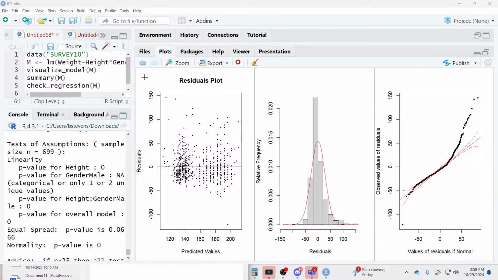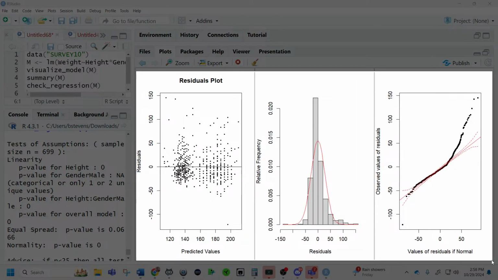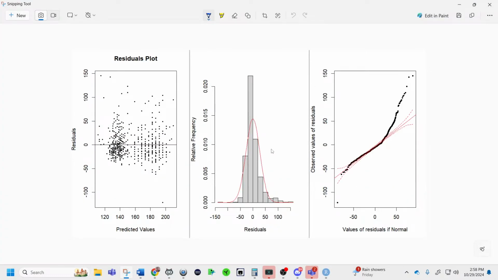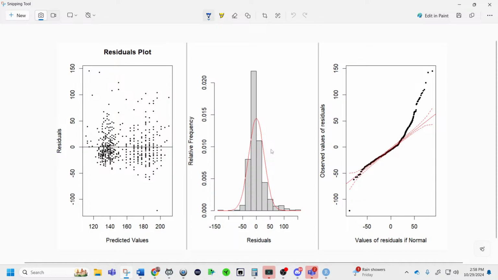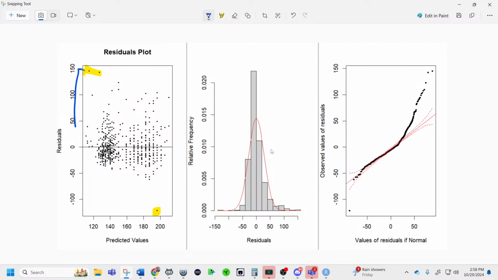Bingo. It has a huge residual. That means, we'll zoom in right here, and here's a residual plot. Doing the check regression code right here, we can see a huge low outlier and also some extreme high outliers. What does that mean? These people weigh about 148 more than they were predicted to weigh. This person weighs about 125 less than they were predicted to weigh.